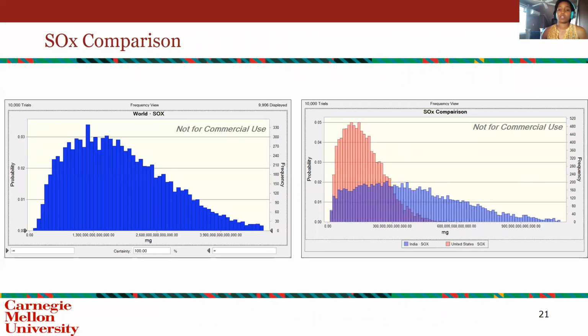So we see a larger uncertainty in India, and that comes from their dependence on coal generation. There's a larger range in pollution emissions estimations, and this hints at the need for analysis at the subnational scale to understand how these national impacts could translate down to the regional level.